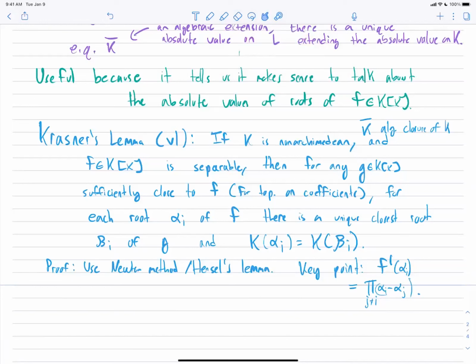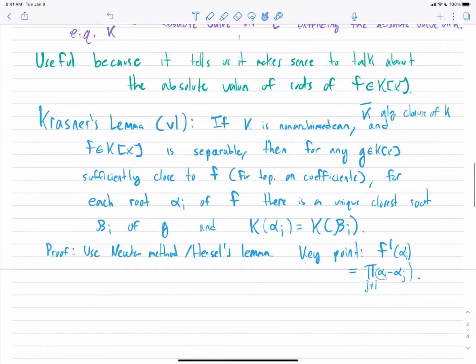Okay, and what you're going to do is say, if G is close enough to F, then I haven't changed the derivative. You want to apply Hensel's lemma, or this Newton method version of Hensel's lemma, to G to show that there's a root of G close to the closest root alpha_i. If you don't change the coefficients so much, you can do it. Okay, good. So that's how this proof goes.